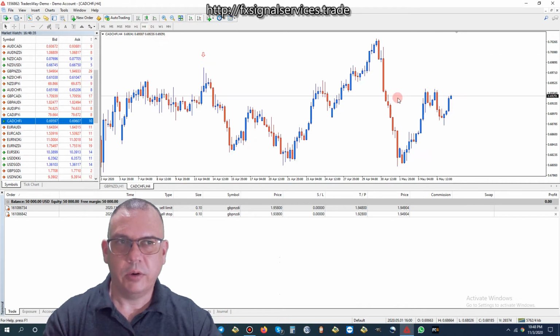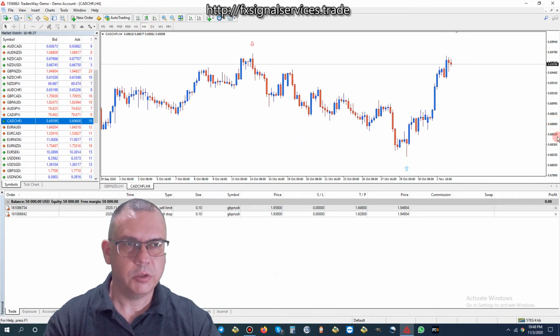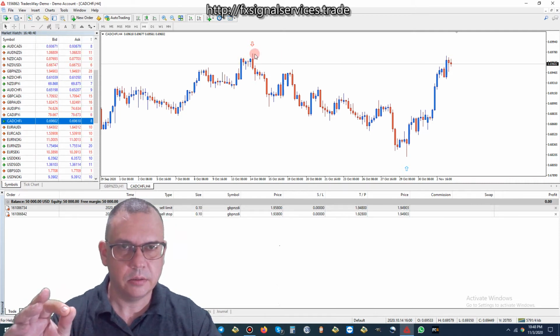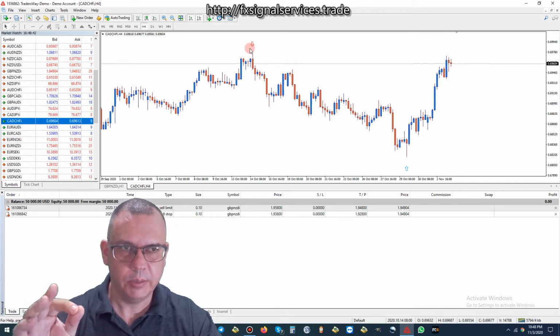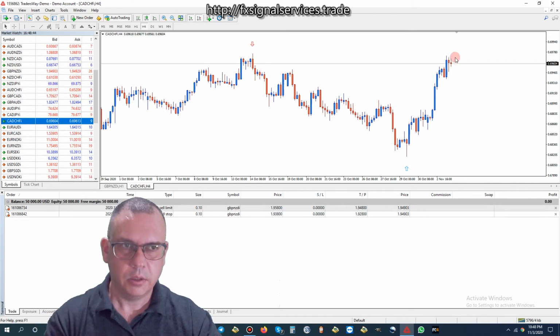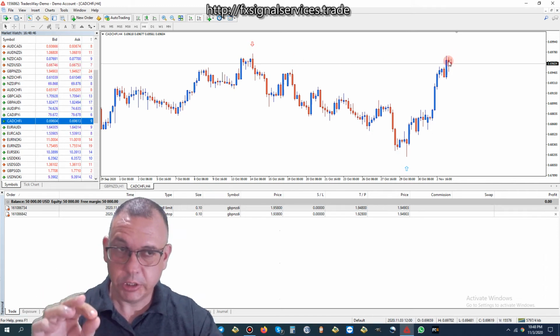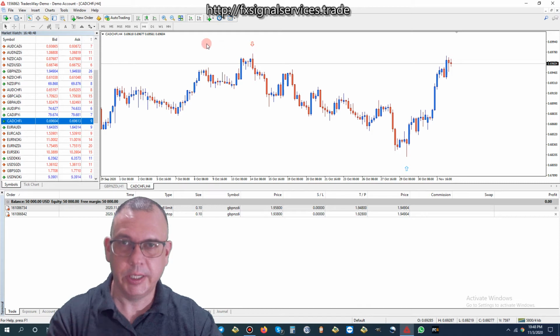Now let's look at the 4 hour chart. The 4 hour chart shows to go up, but it did hit the same resistance that it hit before. That's key. So I'm going to say it should be going down.